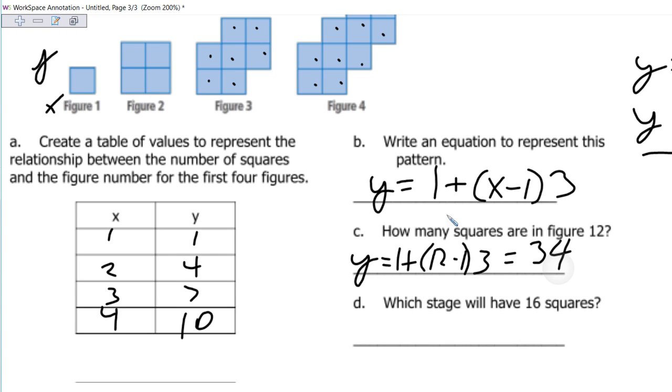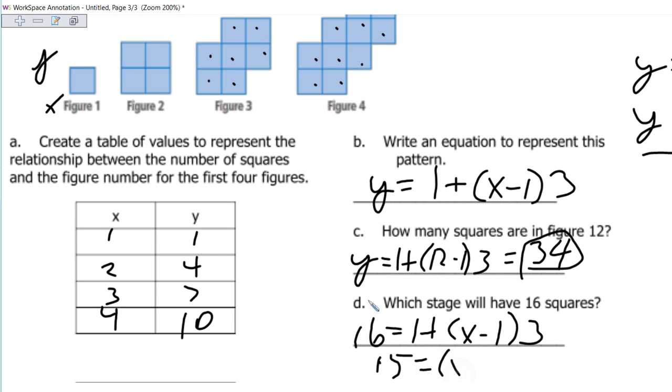So the next thing up is, at which stage will we have 16 squares? So we're going to have to work this a little bit backwards this time. So we're going to go 16 equals 1 plus x minus 1 times 3. Alright, so let's see. To start things off, we need to go ahead and subtract 1 from both sides. So that's 15 equals x minus 1 times 3. Divide each side by 3, and that's 5 equals x minus 1. We add 1 to both sides, and that's 6 equals x. And there it is. Boom. On stage 6, we would have 16 squares.